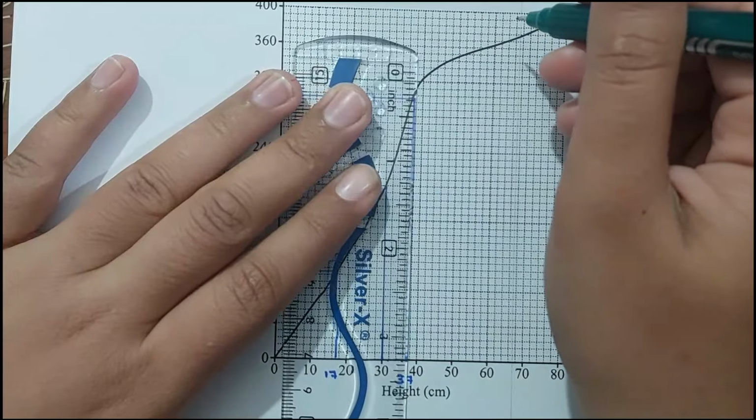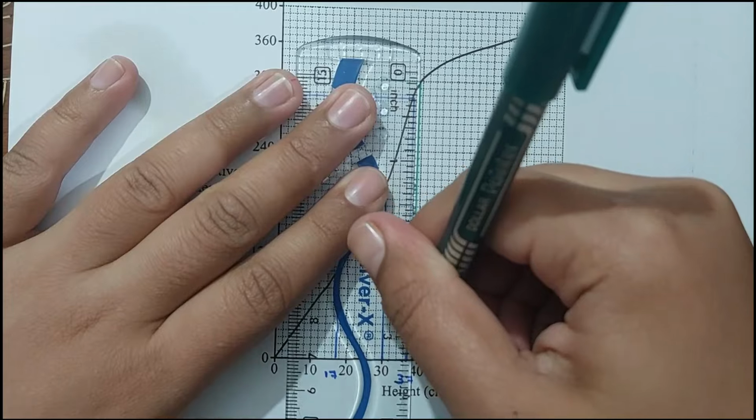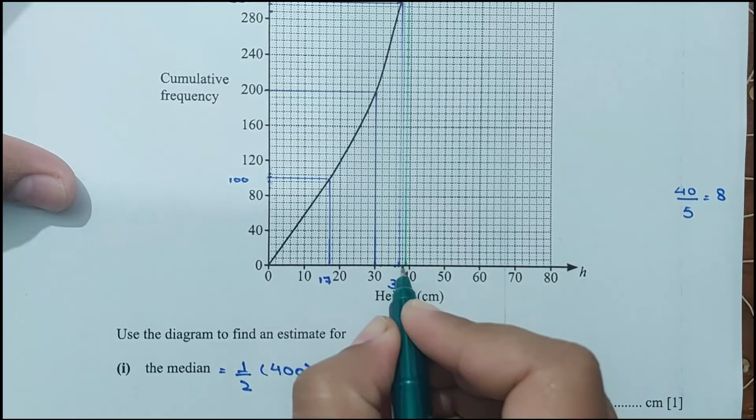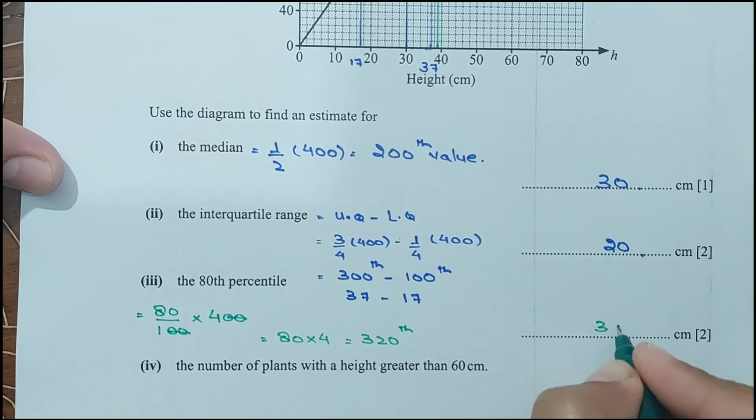What is the height corresponding to this value? This is in the middle of 38, 39 and 40. So this is 39 centimeters, you can see.